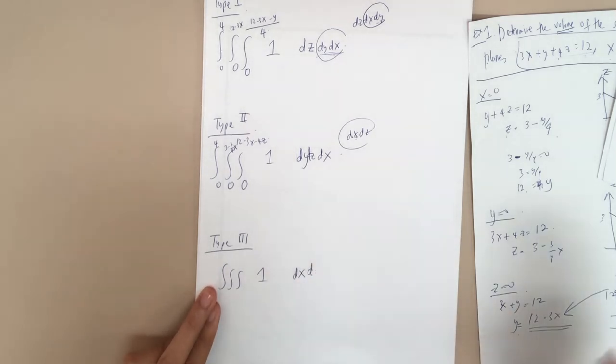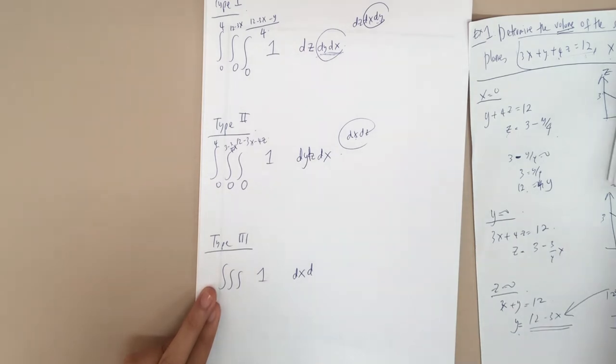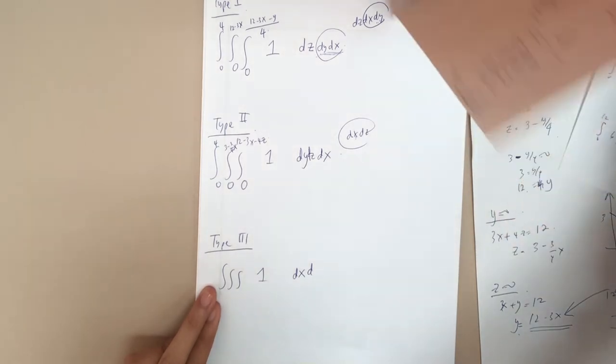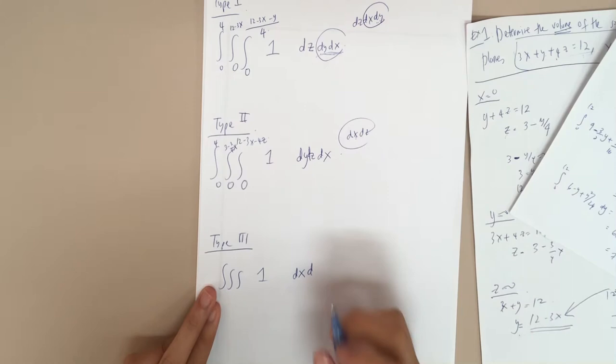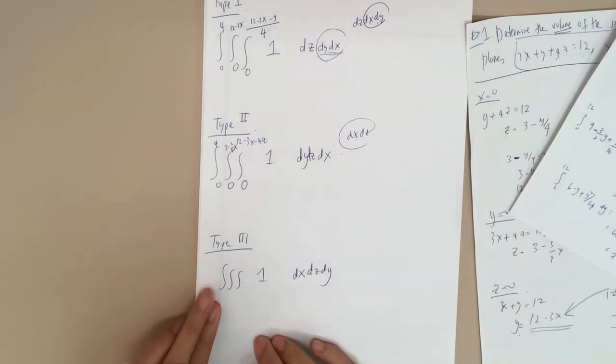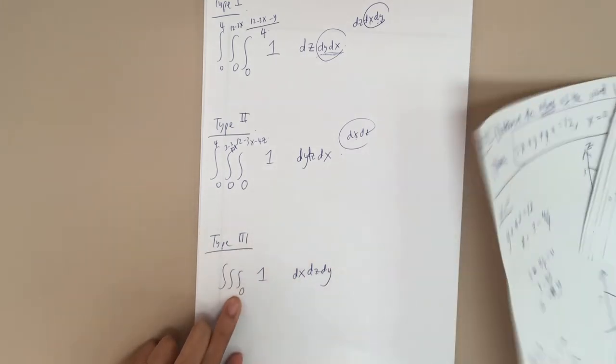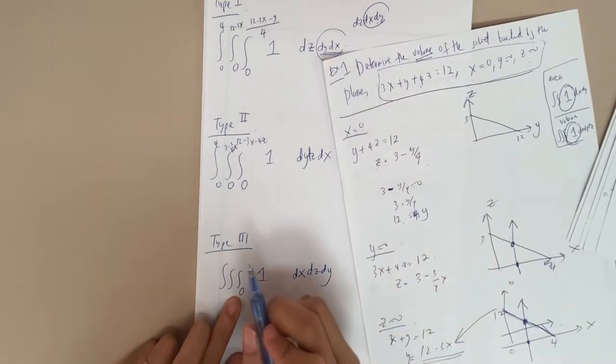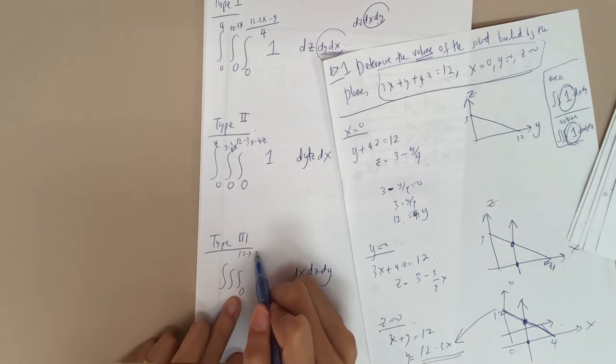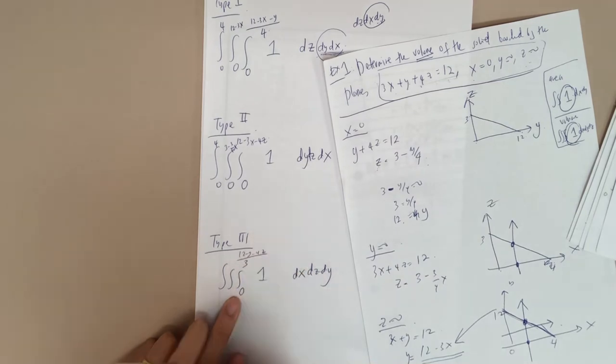And then follow with the z, dz dy or dy dz, it doesn't matter. So I show you if I do it for dz dy. What's the limit for the x? 0. So refer back to your equation here. It will be 12 minus y minus 4z divided by 3.